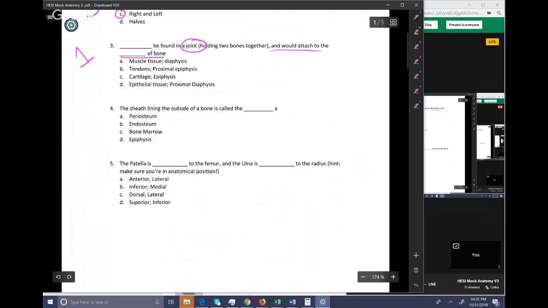So for me, I think of my landmark picture, and you had your long bone. It kind of looks like this. I'm a terrible artist. And right here, you have the epiphysis on both ends. Epi means outermost, so epiphysis is each end of the bone. And then in the middle, you have the diaphysis.